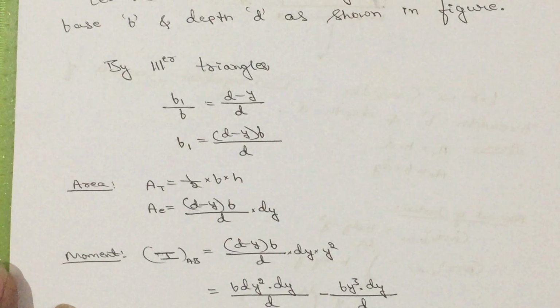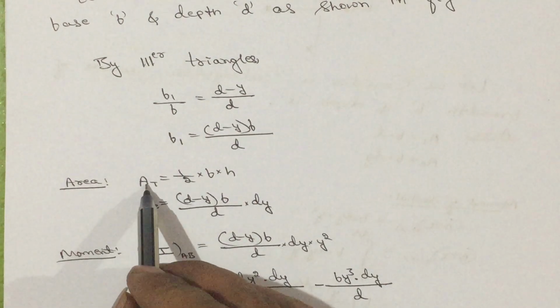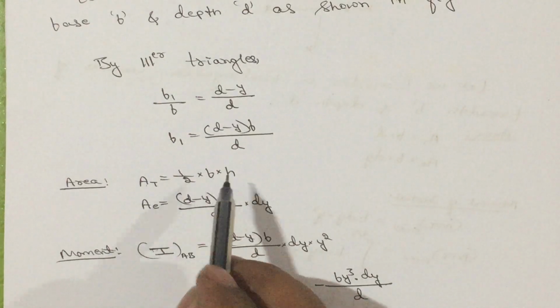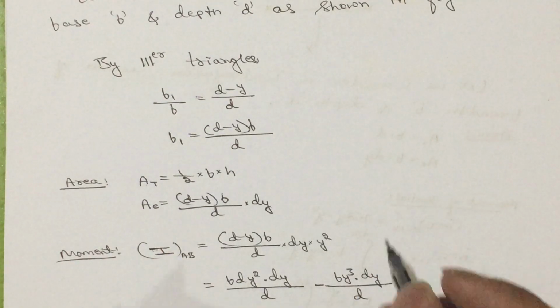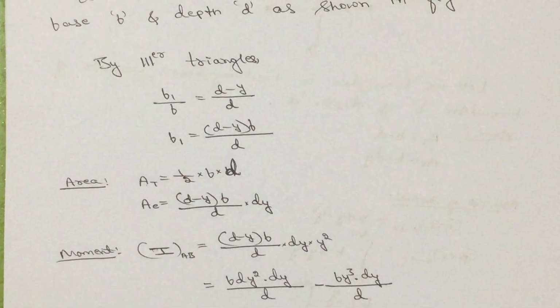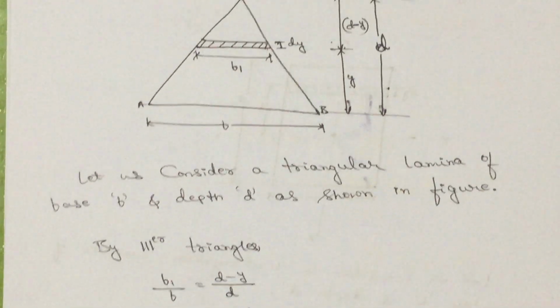Now, calculate the area, total as well as elemental area. The total area is half into base into height, half into width is b, height is h or d. So, let us take this one as d only. Then elemental area is given by, elemental area is how much?